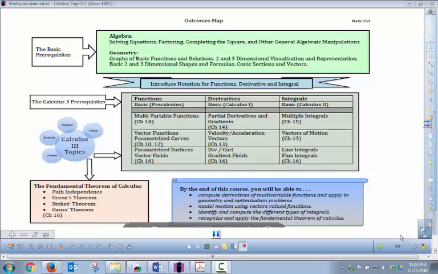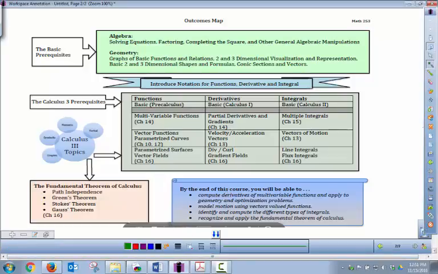If you remember, this is our graphic syllabus from the very first day of class, where we laid out the plan for the whole semester. It took a look at what's needed from you, some prerequisites between algebra, pre-calculus, trig, and calculus. And then it went over these topics that we were going to do.